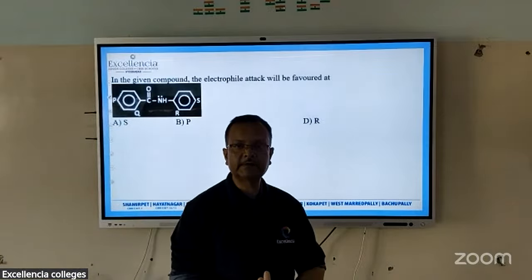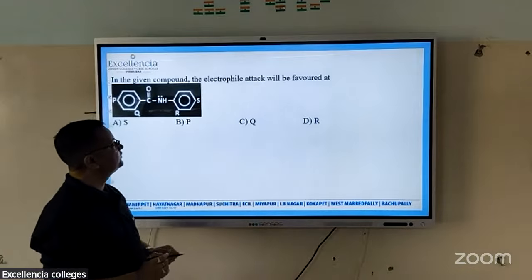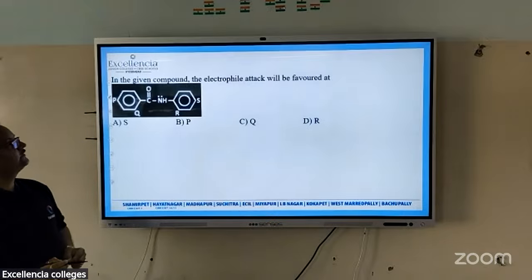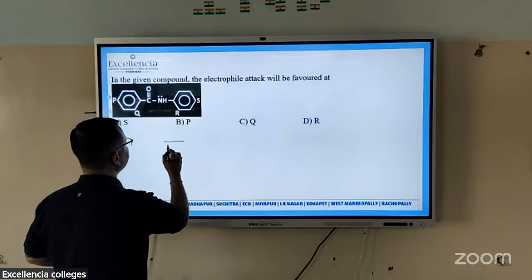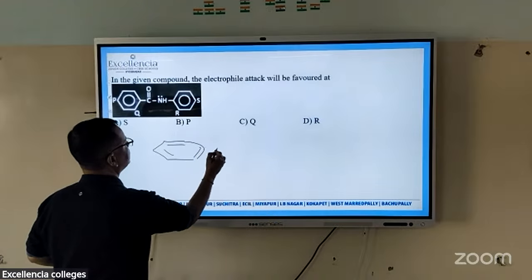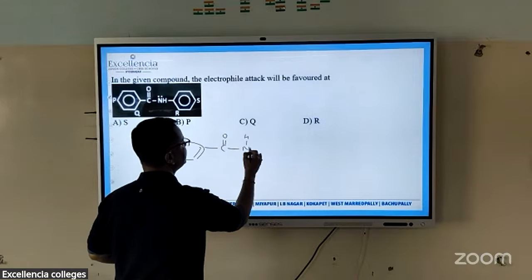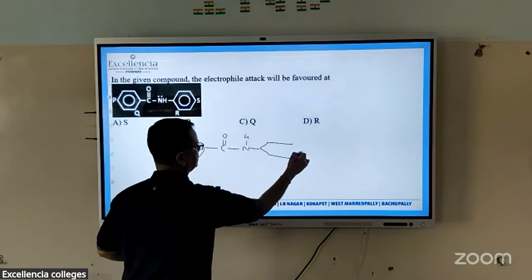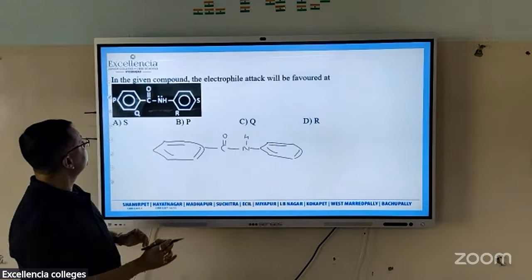Next one is, you see, now this is a very good question. It is a highly conceptual question from organic reaction mechanism. This compound is given to you, and the question is asking that in the given compound, the electrophile attack will be favored at which position. If you look at the structure of this compound, on one side we have a benzene ring, and this is the CO group, and this is NH. Once again, it has a benzene ring. So that is the structure of this compound, correct?